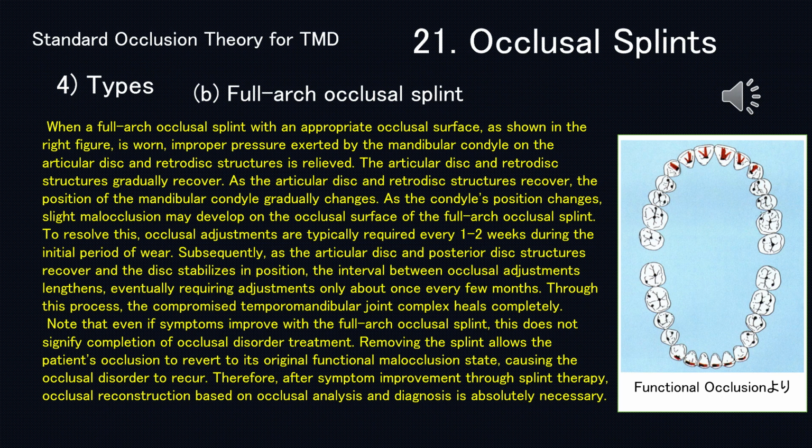Note that even if symptoms improve with the full-arch occlusal splint, this does not signify completion of occlusal disorder treatment. Removing the splint allows the patient's occlusion to revert to its original functional malocclusion state, causing the occlusal disorder to recur. Therefore, after symptom improvement through splint therapy, occlusal reconstruction based on occlusal analysis and diagnosis is absolutely necessary.